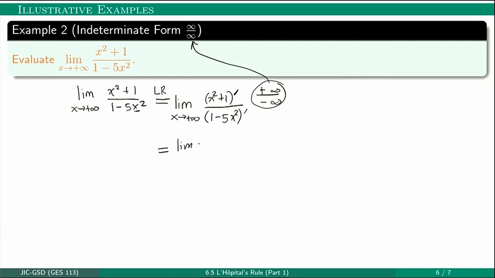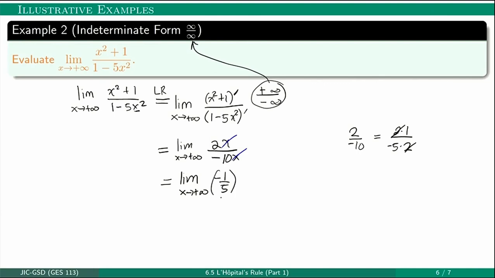Simplifying this one, we'll have the limit as x approaches positive infinity. The derivative of x squared is just 2x. The derivative of 1 is 0, and the derivative of minus 5x squared is minus 10x. So in this case, we can cancel the x, and then we can rewrite this as the limit as x approaches positive infinity. Take note, 2 over minus 10 is just equal to 2 times 1 over minus 5 times 2. We can cancel the 2, so this will be just minus 1/5.